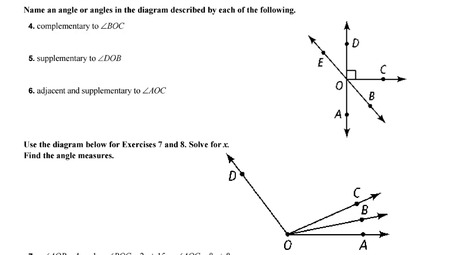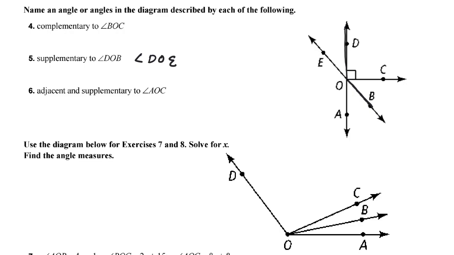Okay, I'm going to go ahead and work on number 5. Name an angle or angles in the diagram described in each of the following. Number 5, angle DOB. We want to know what will be supplementary to DOB. Well, what we know is that the angle that is supplementary to DOB could be angle DOE.